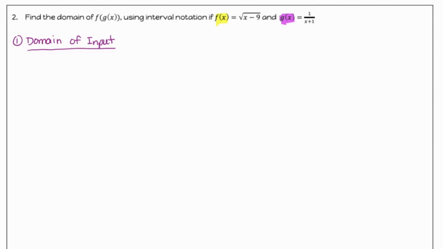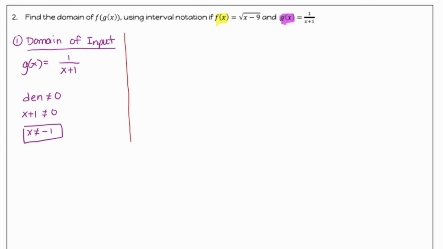What is our input? Our input is g of x, which in this case is 1 over x plus 1, which we have a fraction. If I have a fraction, to find the domain, I would set the denominator not equal to 0. I have the answer for part 1. I have x cannot be -1. What can x be? Every other number minus that -1.